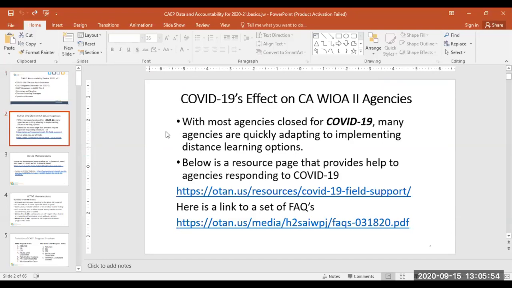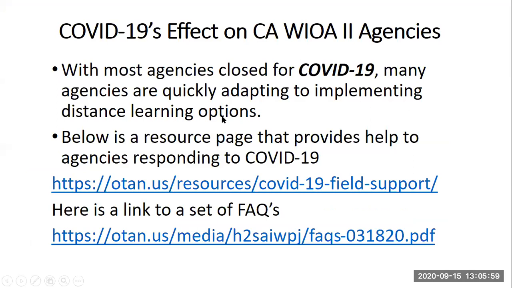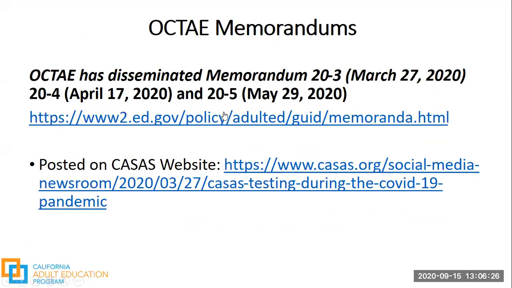So here's a repeat slide that we've all seen many times. The OTAN COVID-19 website. We've talked a lot about how this has been the hub of the COVID-19 adult ed universe since March 13th. Here's that COVID-19 page. Here's some FAQs, some from OTAN, some from CASAS, some from CDE and so on. Lots of information that still holds pretty strongly, I've got to say, even here six months later.